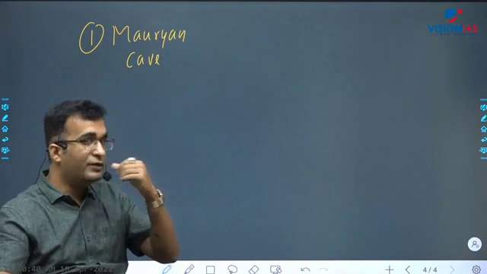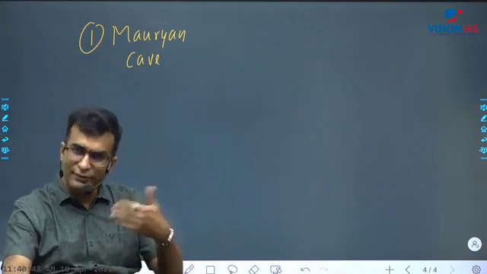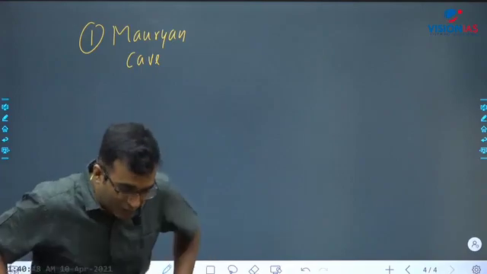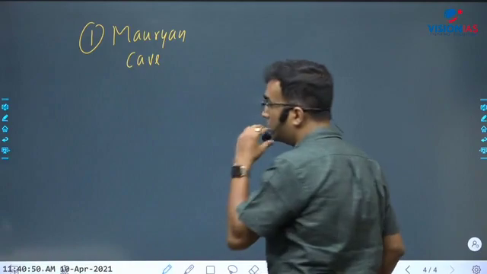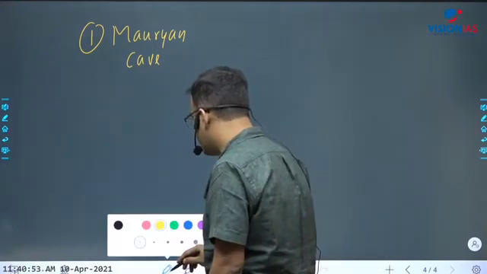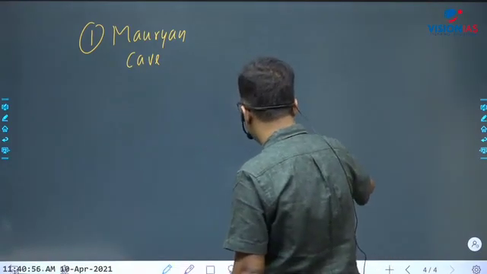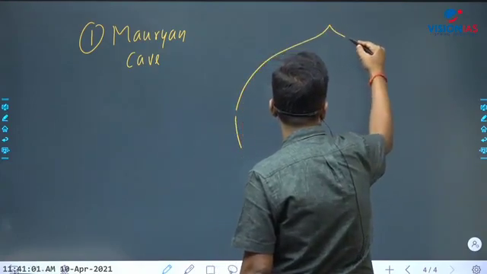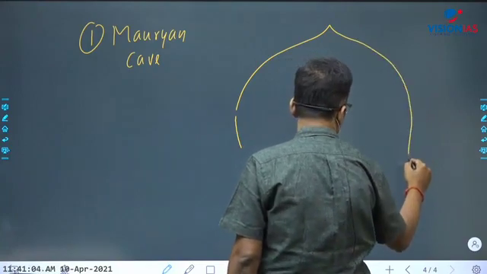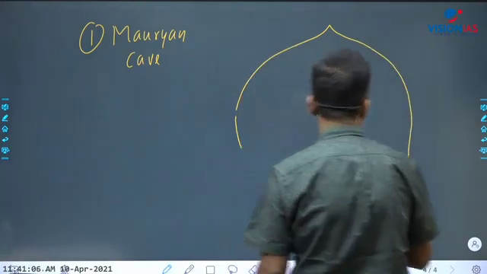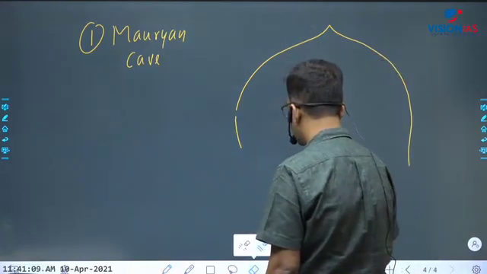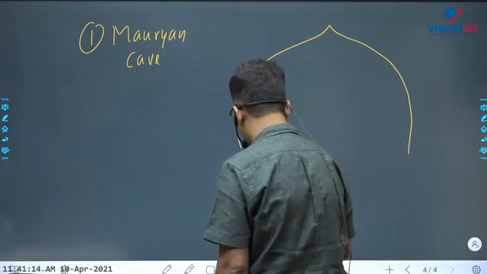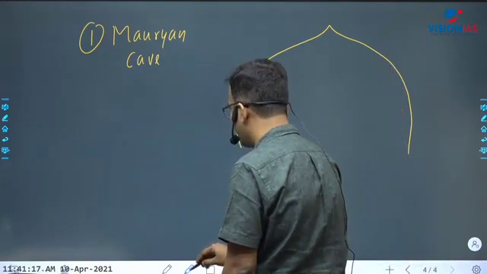Then first I will talk about the structure of the Mauryan cave. Then we will move on to the different things associated with the Mauryan cave. So the very first thing, when you look at the structure of the Mauryan cave, let me create one diagram of how it used to look. The entrance of the Mauryan cave had this kind of shape, and this type of shape is generally referred to as a semicircular facade.